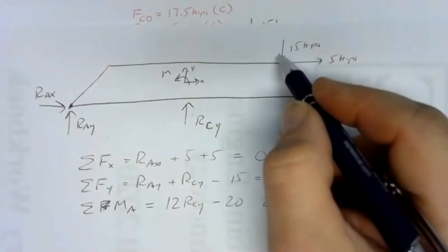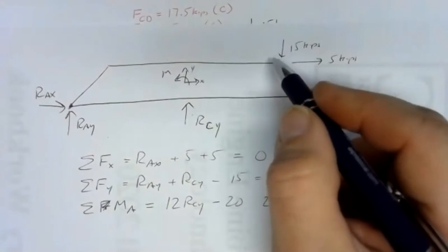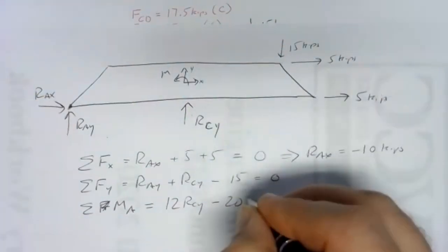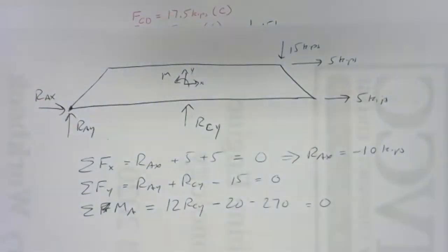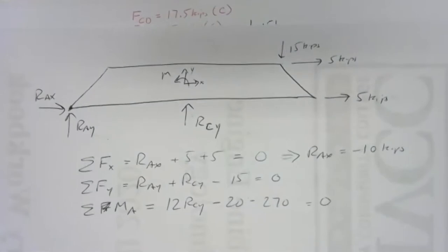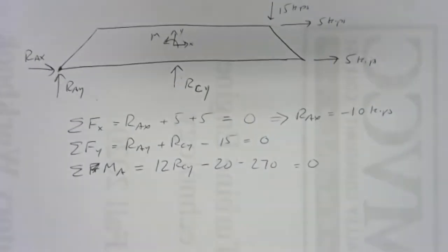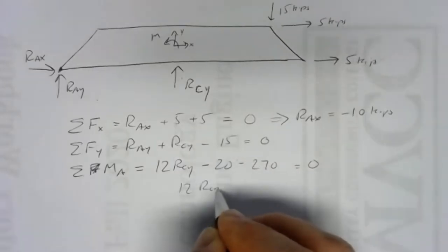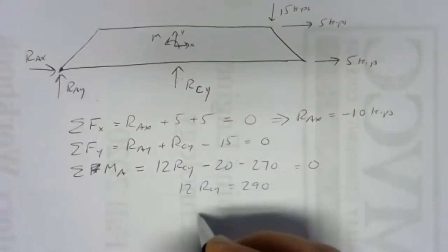Now that is also going to give us a negative moment, since if we're pinned here and pushing down, that would be a clockwise moment. So there we have our equations for the external problem. Well, if we solve through these, we'll get that 12 RCY has to equal 290.